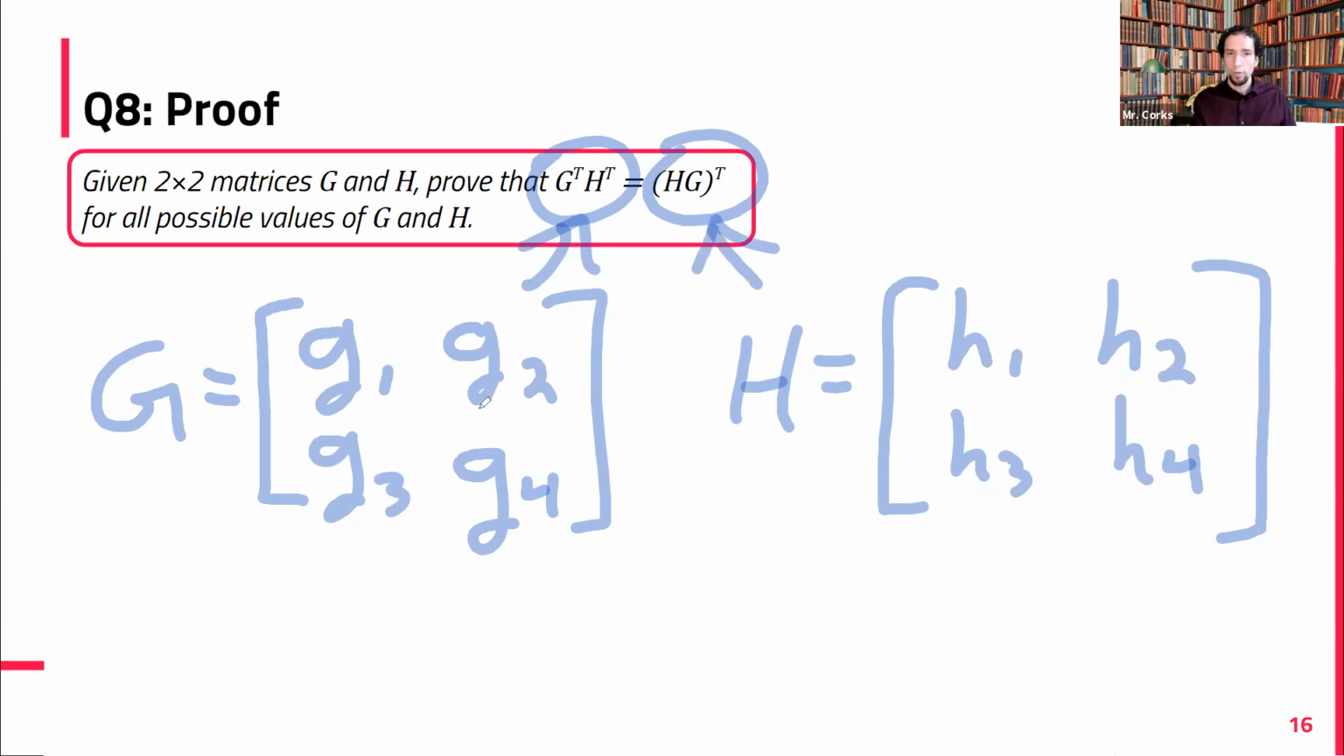So G transpose, then H transpose, then multiply the two of them together. What do we get? We get this big result. And then let's do the other one. Let's do H times G, then take the transpose of that, and then compare the two. Are they the same or are they different? And it turns out that they are the same. And yes, this is actually a rule about matrix operations.